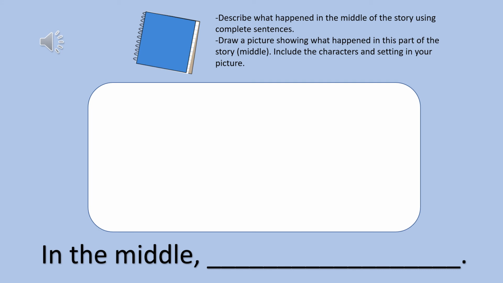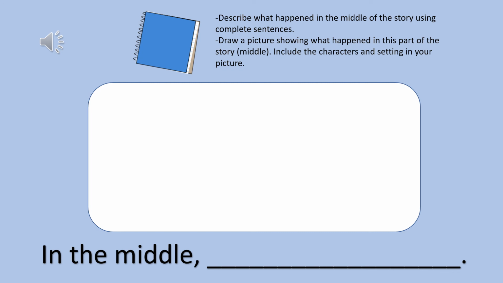Okay, time to get out your notebook. We will describe what happened in the middle of the story using complete sentences. We will also draw a picture showing what happened in this part of the story, the middle, and include the characters and setting in your picture. So in your notebook, you should draw a nice big rectangle. And in that rectangle is where you're going to draw a picture of what happened in the middle of the story.